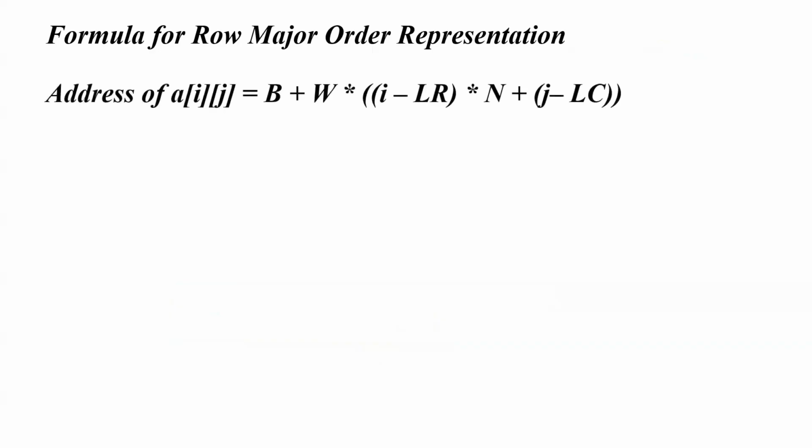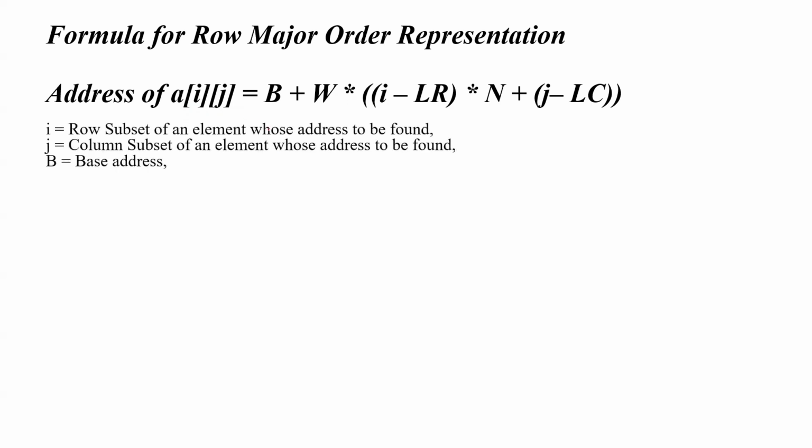Now we will discuss the formula for the two-dimensional array. In the two-dimensional array, we have discussed two types of representation. One is row major order and another one is column major order representation. First, we will discuss the row major order representation formula. The formula for the row major order is this. If you want to find the address of A of I and j, then this is the formula we are going to use.